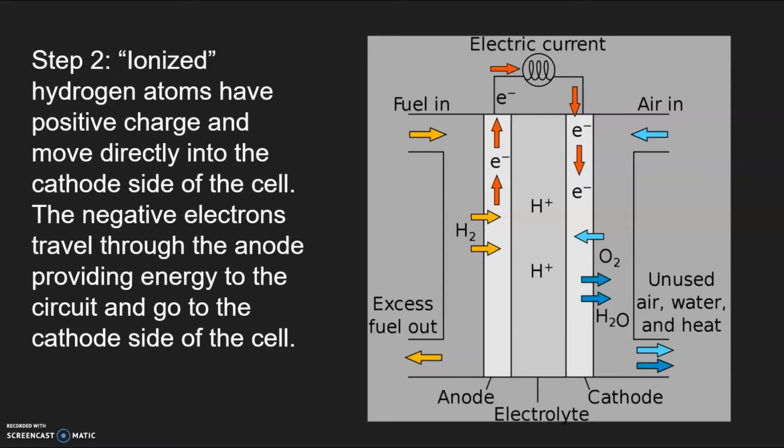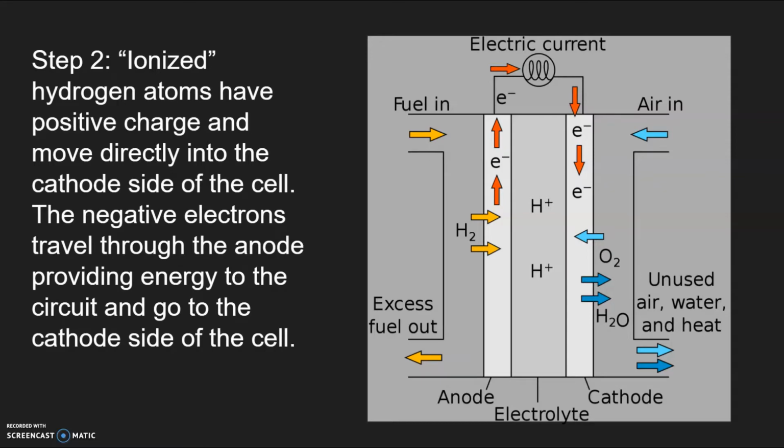So now let's move on to step 2 of this process. You should probably know the layer in the middle of the cell is the electrolyte. It only allows positively charged hydrogen protons to travel through it. It does not allow the negatively charged ones to travel through it.